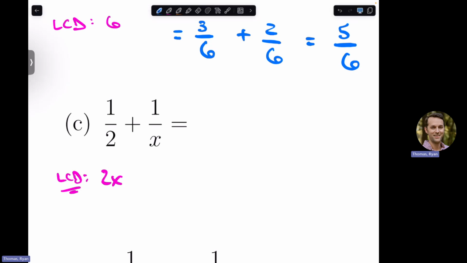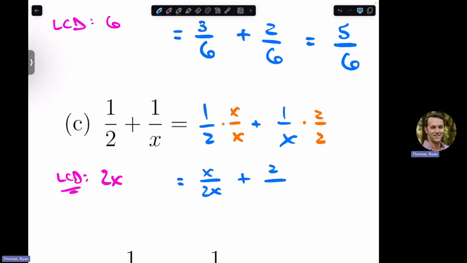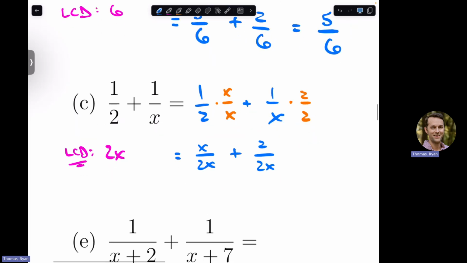So a half, 1 over x. What do I need to multiply 1/2 by to rewrite it in terms of x on top and bottom, and 1 over x by 2 over 2. Okay, so that becomes x over 2x plus 2 over 2x. And when we add those together, we get x plus 2 over 2x.